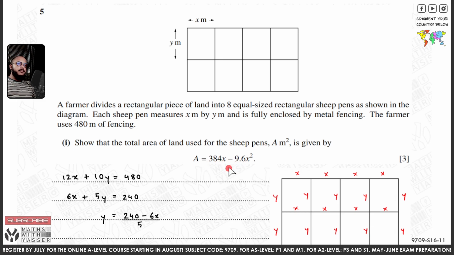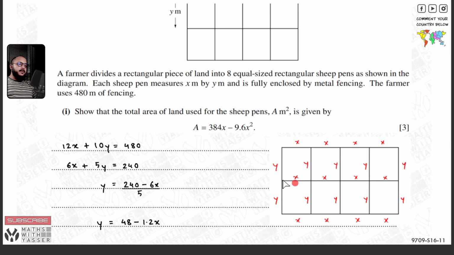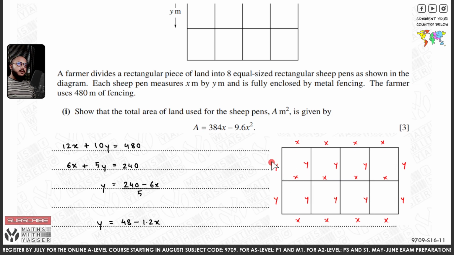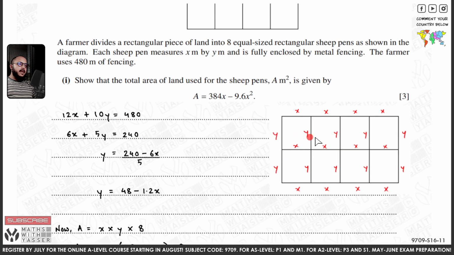So for this, let's draw the diagram again. That will give you a better perspective. This is, the width is x and the height is y. So all these are x, y's. Now, since 480 meter of fencing is used by the farmer, that means there are 12 x's, 1, 2, 3, 4, 5, 6, 7, 8, 9, 10, 11, 12. And there are 10 y's, 1, 2, 3, 4, 5, 6, 7, 8, 9, 10.